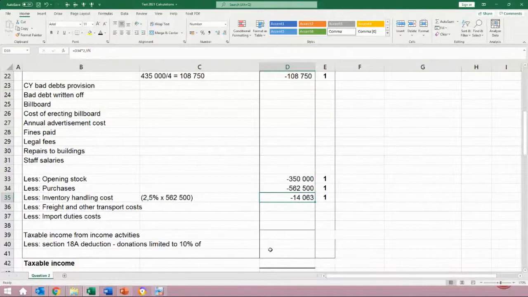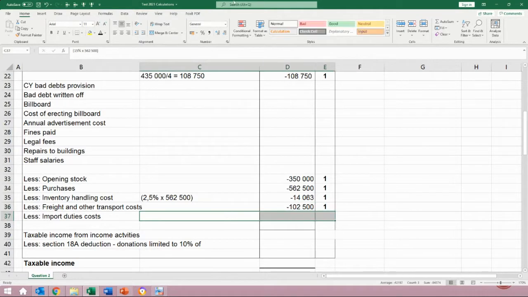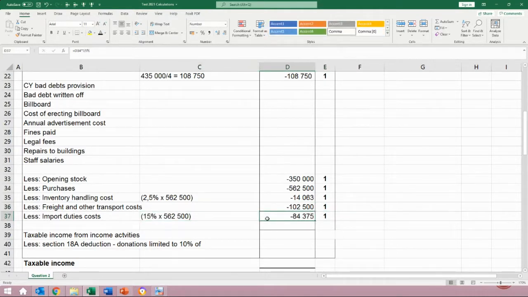If you showed the calculation and made a mistake in working it out, I still gave you half a mark for the calculation, and then you lost half a mark because you made a typo. Then your freight charges, they gave you the amount of 102,500, and then your import duties based on the calculation was 84,375. Okay, so you can see just based on this alone, not even taking into account the opening stock, is already 5 marks by just applying that basic principle.